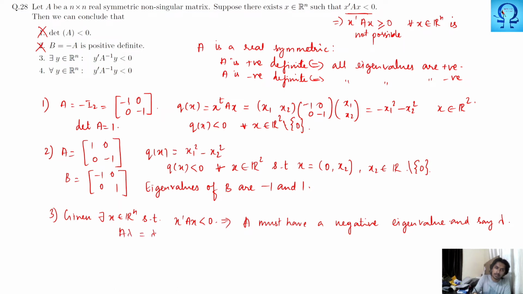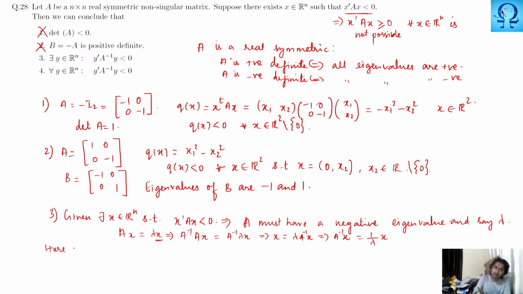Then what happens? Ax equals lambda x, sorry, I made a mistake. It is Ax equals lambda x. From this, if I operate A inverse, is it possible? Yes, it is possible since the matrix is non-singular. A inverse Ax equals A inverse lambda x, and this may be written as x equals lambda A inverse x. So from this, what is my A inverse x? It is 1 upon lambda times x.